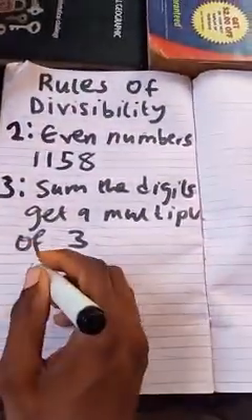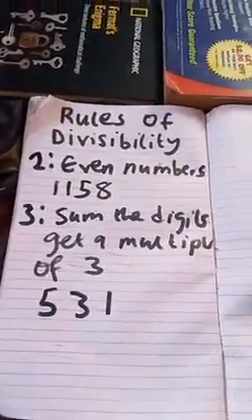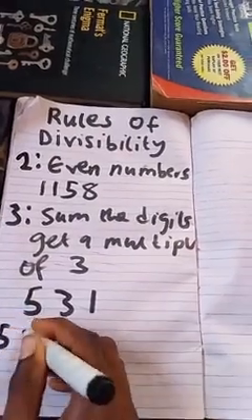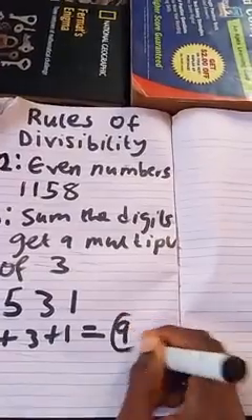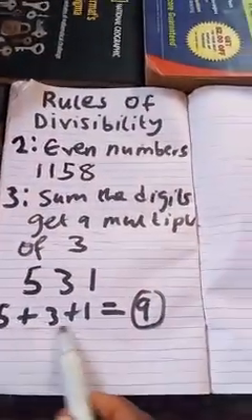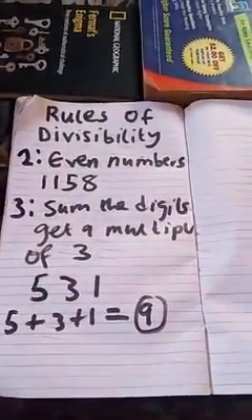What do I mean? A number like 531. 3 can divide 531. How do I know? Let's sum the digits. 5 plus 3 plus 1 is going to give us 9. And 9 is a multiple of 3. So if you try it, divide 531 by 3. 3 can divide it. So this rule of divisibility is very, very important.